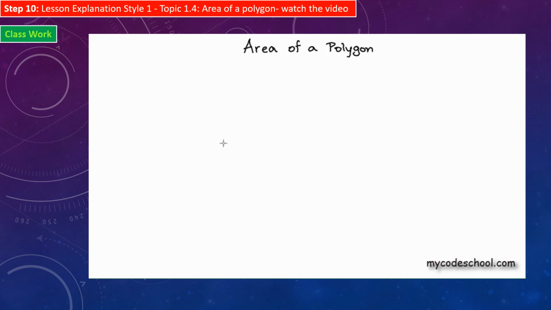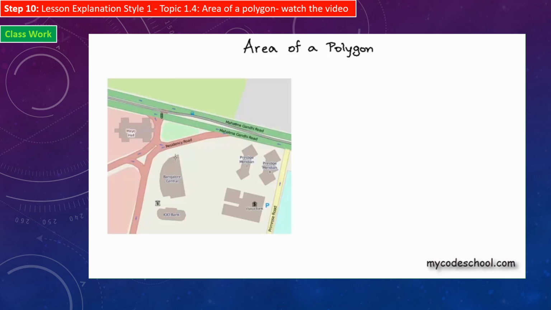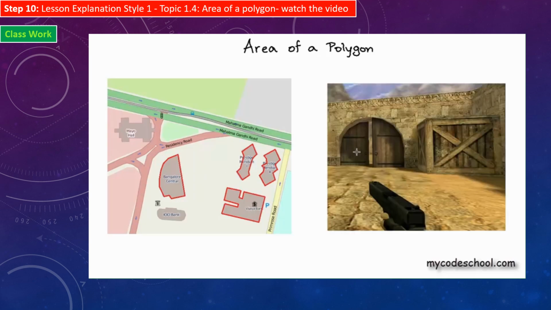Any program that deals with computer graphics is bound to deal with polygons. A very good example is an online map. Buildings and parks and other man-made structures in an online map are typically represented by polygons. Here I'm highlighting just 4 of the polygons representing buildings. Another good example is three-dimensional computer games. So in a popular game like Counter-Strike, the various surfaces on display are usually approximated by polygons.